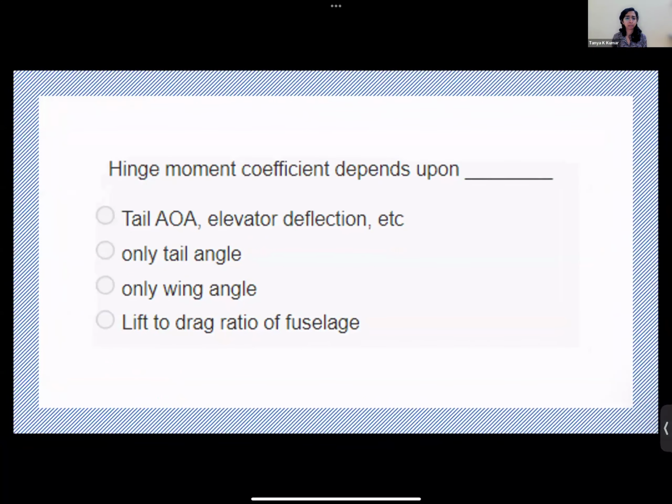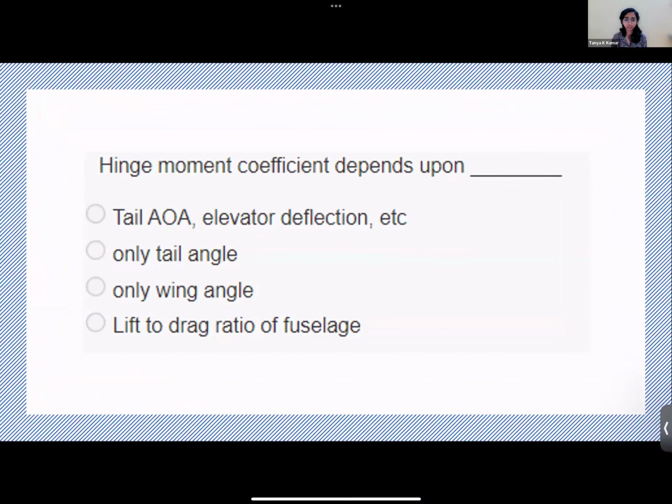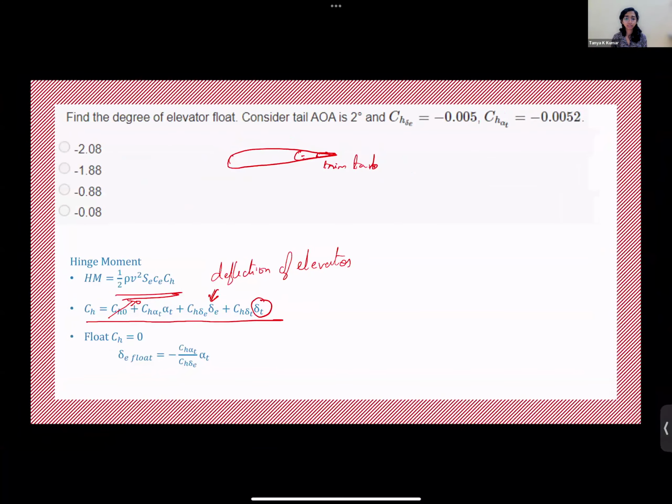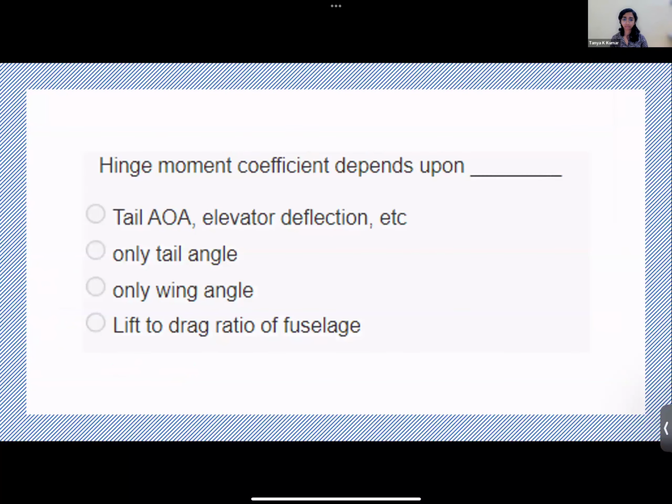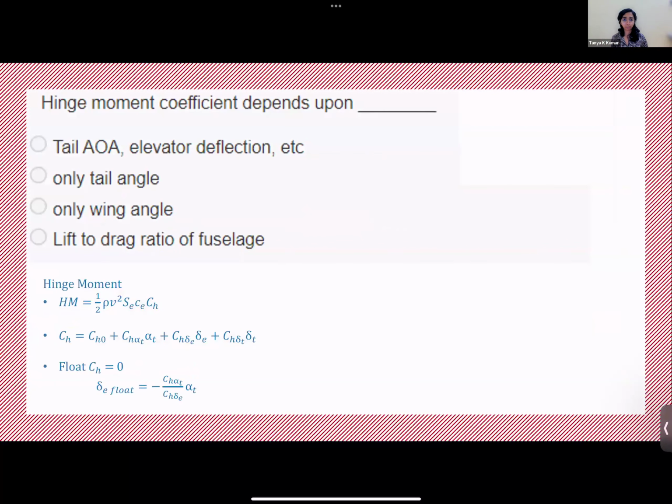Hinge moment coefficient depends upon. We just saw the equation for hinge moment. What does it depend upon? This is the formula. We just saw the formula. So it's this one, right? So tail angle of attack, elevator deflection, correct. So first one is the right answer. Hinge moment coefficient depends upon tail angle of attack, elevator deflection, deflection of trim tab, etc. Okay. Yeah, so these are the same formula that we saw in the previous slide.